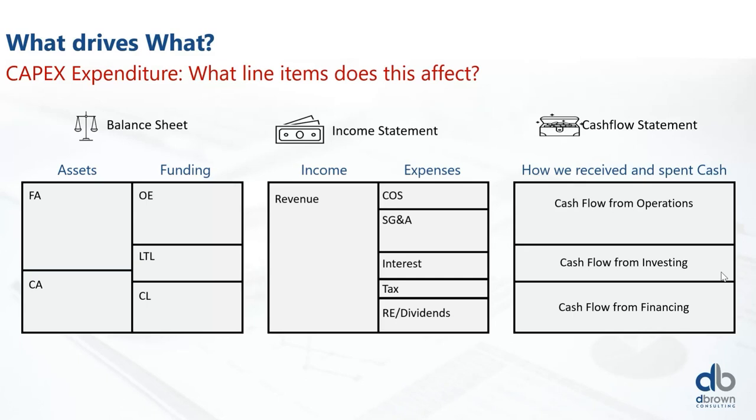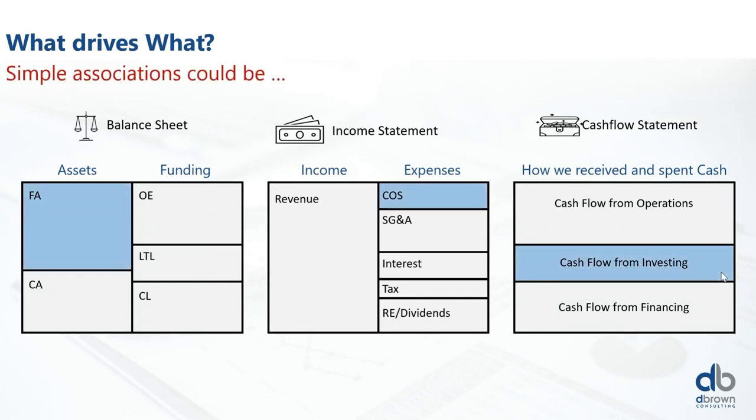Some people say FA. Is it only FA, do you think? Does it touch anything in the income statement? Does it touch anything in the cash flow statement? Where does it touch? Tell me. FA, yes, I think that makes sense. It's going to touch FA. But it's also going to touch cost of sales, because at the end of the day you're manufacturing this stuff, so there's a cost attached to it, those expenses, and it's going to touch cash flow from investing. So that's directly where it's going to hit. This is a simple association. Buy your assets, where do you buy the assets?